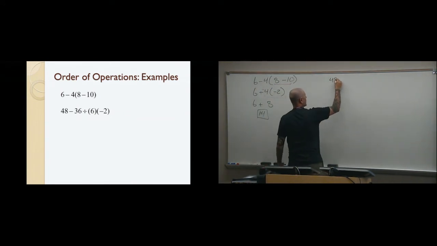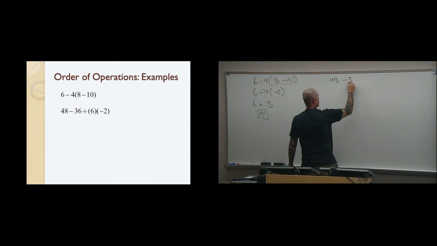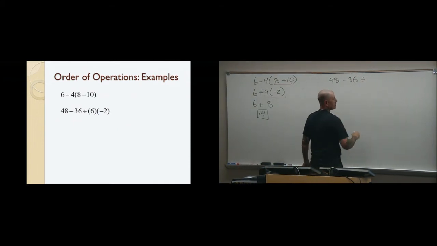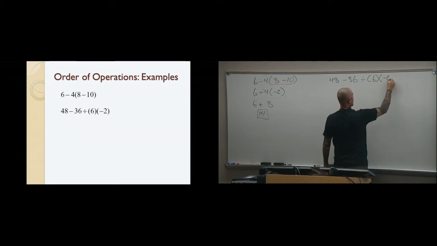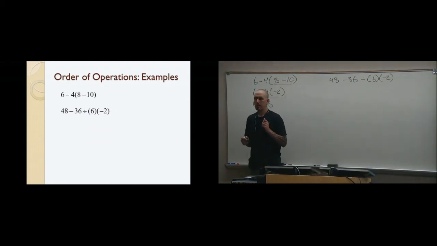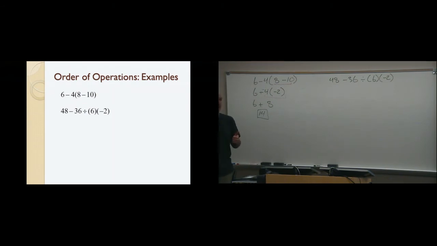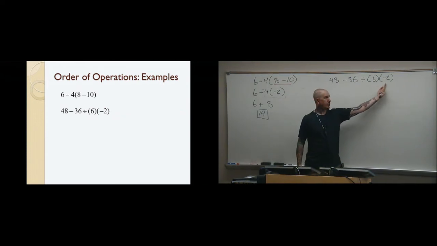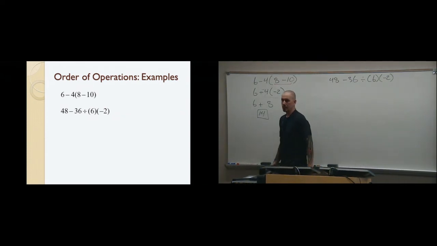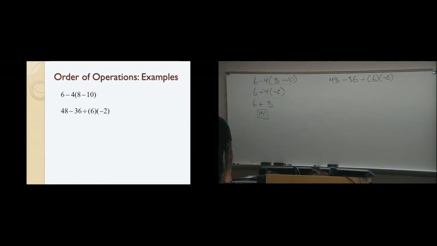So here we've got 48 minus 36 divided by 6 times negative 2. All right. So the first question is, are there any operations within grouping symbols? No, right? We have parentheses, but there's no operation within this set of parentheses, and there's no operation within that set of parentheses. Are there any exponents, roots, or absolute values? No. We're done with step 2.